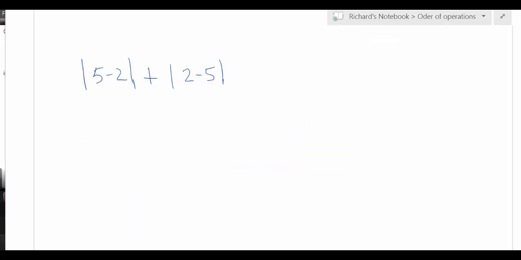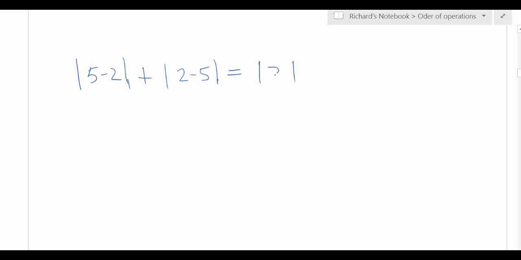I just want to talk about some order of operations involving absolute value. So look at this. The absolute value of 5 minus 2 plus the absolute value of 2 minus 5. Remember, absolute value signs are grouping symbols. So watch this. I'm going to write this as the absolute value. I'm going to evaluate what's inside. 5 minus 2, 5 plus negative 2 is 3, plus the absolute value of 2 plus negative 5, which is negative 3. Well, the absolute value of 3 is 3.